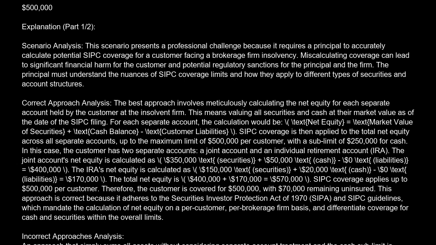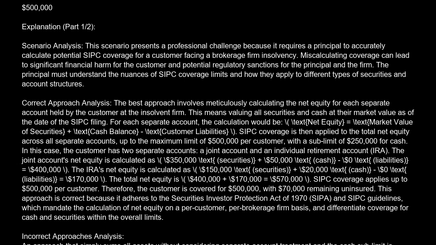For each separate account, the calculation would be: net equity equals market value of securities plus cash balance minus customer liabilities. SIPC coverage is then applied to the total net equity across all separate accounts, up to the maximum limit of $500,000 per customer, with a sublimit of $250,000 for cash.